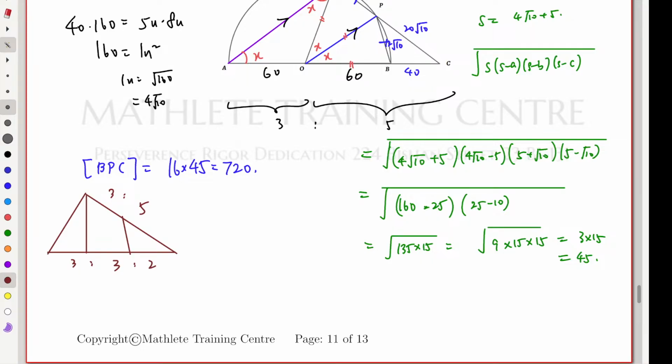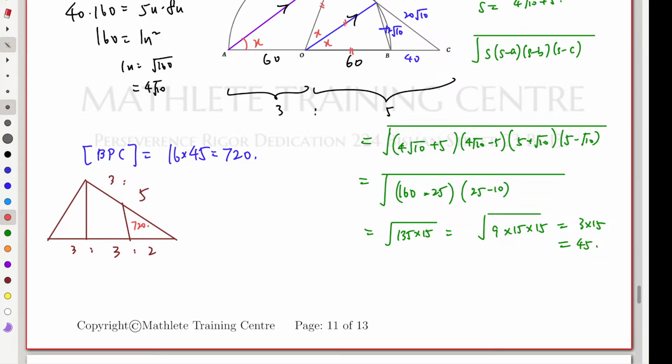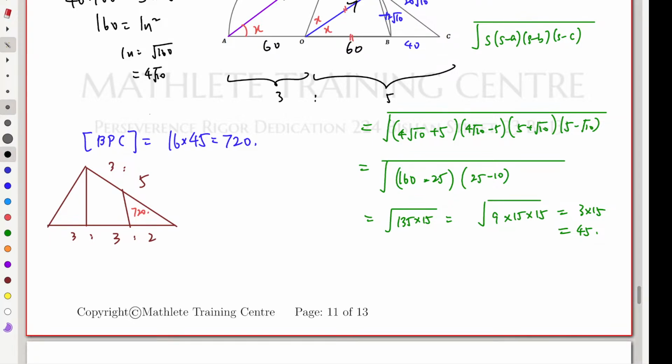So here, after I get this part as area of 720, I can go and find the entire triangle's area. The entire big triangle's area will be equal to 8 over 5 times 8 over 2 times 720. Because this one here is 8 over 5, right? Because this one here is 8 over 2. And then after I get the entire thing, I need to multiply by 3 over 8 to get to this triangle here. So I multiply that by 3 over 8, and this will be my answer for the question.